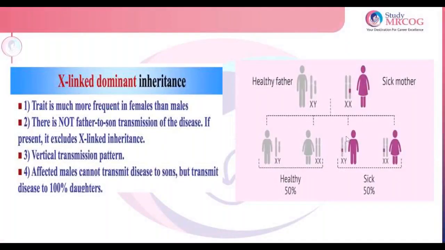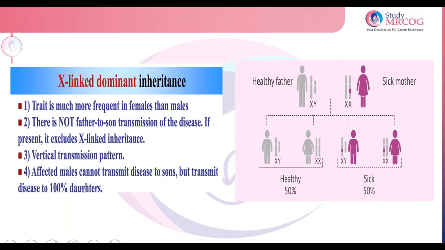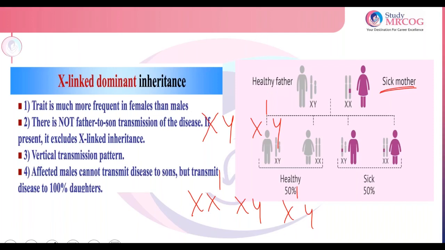You can see here the healthy father and sick mother. Again, this is one such example where you can see even if the mother has the disease, this is the other way around. XY, X dash X. Sorry, let me go back. This is the other way around.